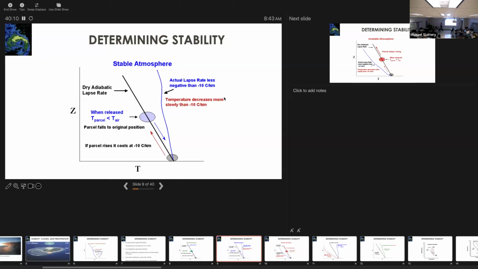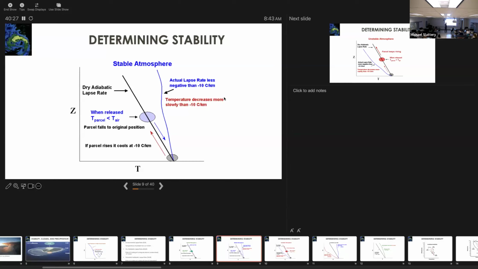Another way to think of this, and it's a good way to start thinking of this, is that the more vertical your environmental lapse rate, in other words, the more gentle the gradient, right? The slower the change in temperature with height, the more stable the atmosphere is.